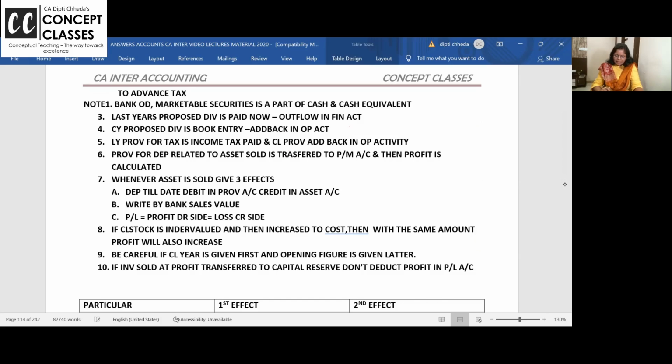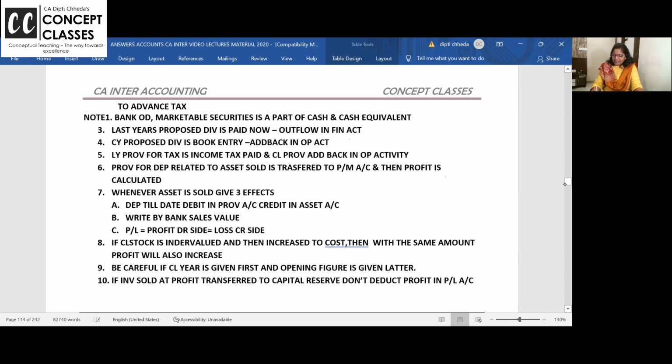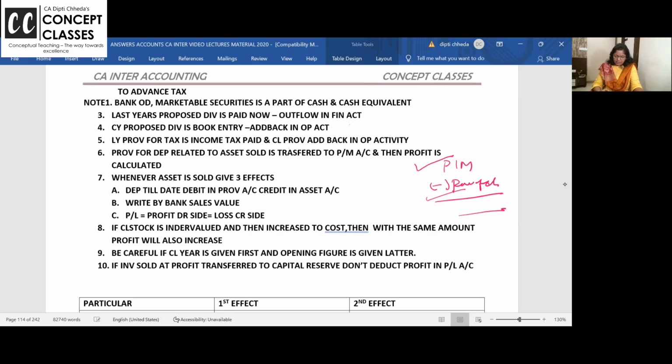Yeah. And plant and machinery and provision. Many times in the exam, plant and machinery along with provision for depreciation is also there. Then plant and machinery account and provision account you have to prepare separately. I'll show you with the working.